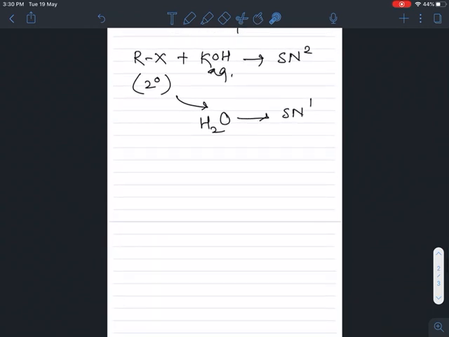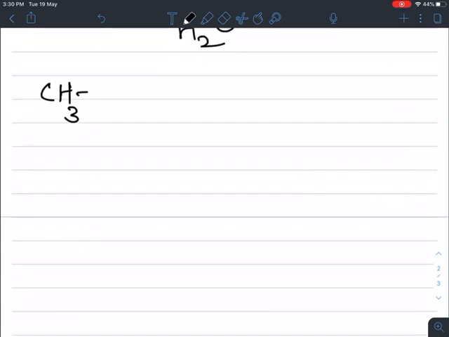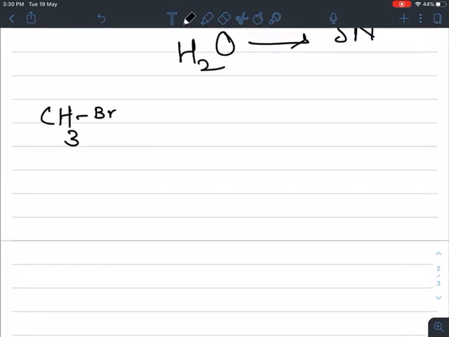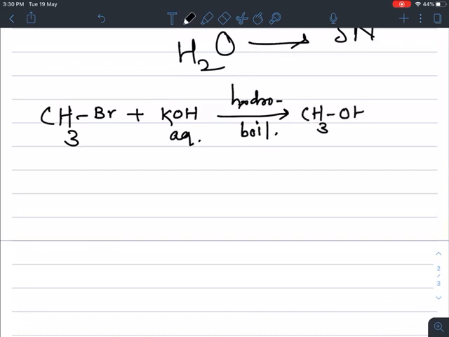If we take the example of a primary alkyl halide, that is CH3Br, methyl bromide, treated with aqueous KOH. Now you tell me what happens after boiling. It undergoes hydrolysis, and what is the product? The Br is replaced by OH, and the reaction proceeds. So CH3Br gives CH3OH plus the byproduct, KBr. So this is about the preparation of alcohols from alkyl halides.